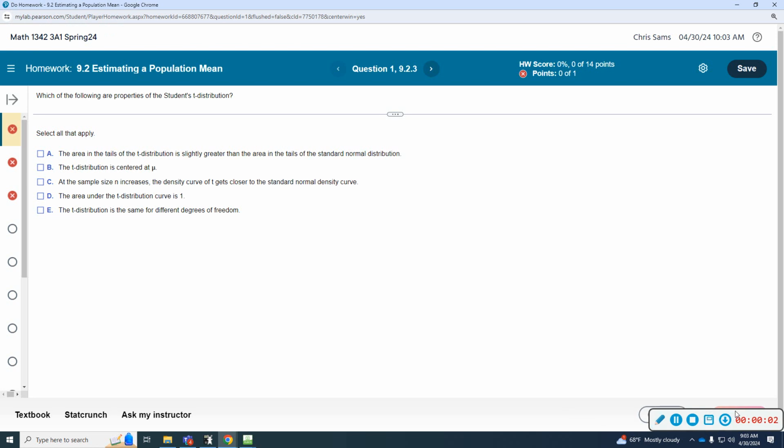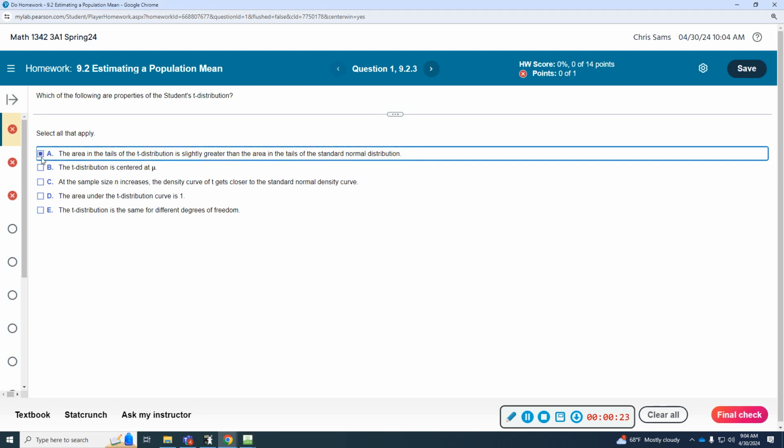All right, section 9.2, number 1. We want to know which of the following are properties of the student t-distribution. We're going to select all that apply. So A says the area in the tails of the t-distribution is slightly greater than the area in the tail of the standard normal. That is true.